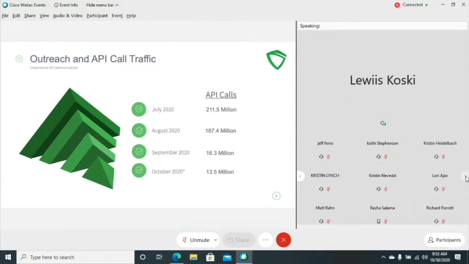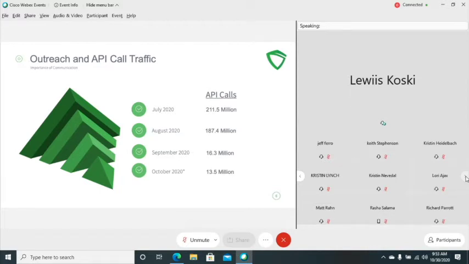And what you can see here is that in July, third-party integrators made 211.5 million calls into the API that would be subject to rate limiting. 211.5 million calls. This is just California. And then from July to August, as we started working with the third-party integrators, we saw that drop by several million down to 187.4 million. And by the time we got to late September coming into October, that number had dropped by over 10 times to 16.3 million.